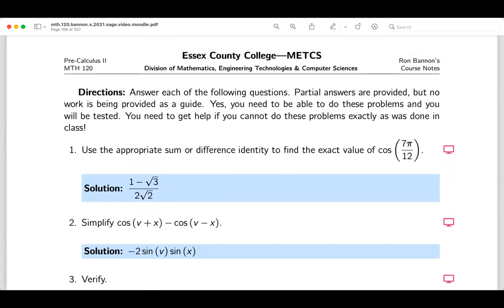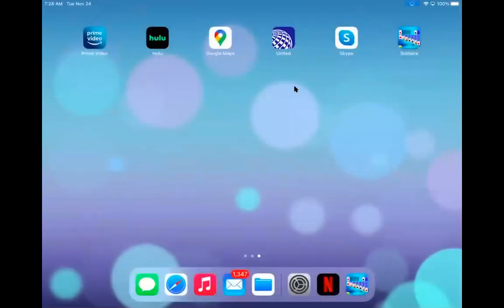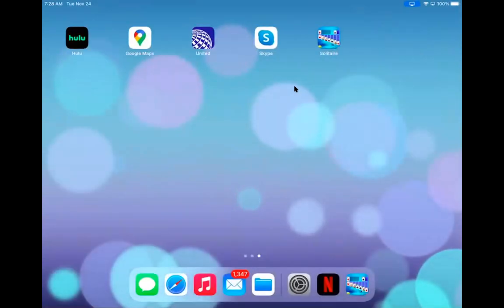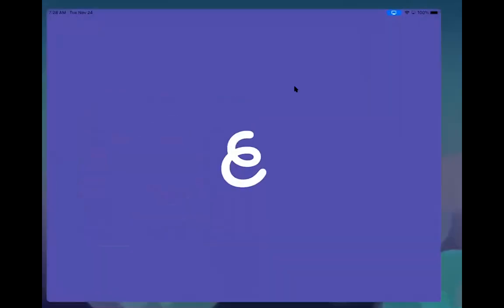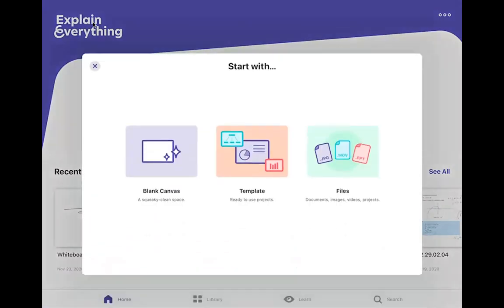Just give me a second to do that. I'll work through each problem separately. And let's see what I got here. That's an old slide there. Just get rid of that. New slide.